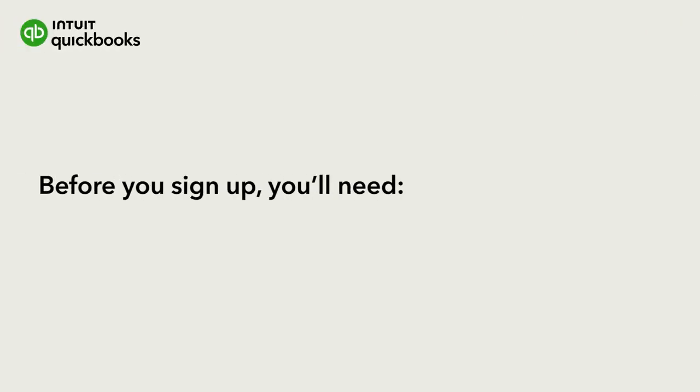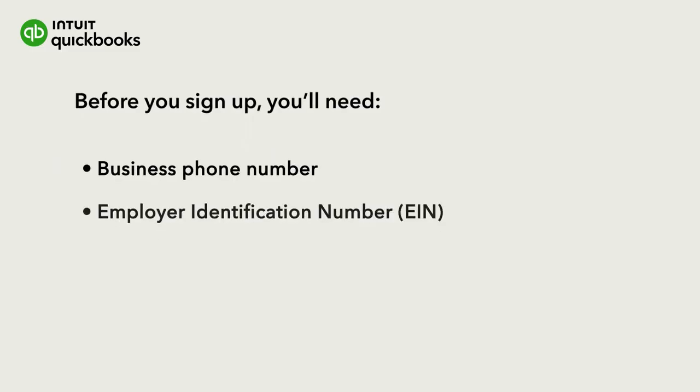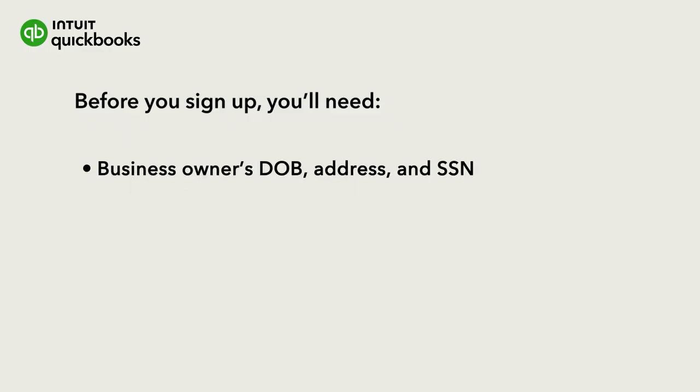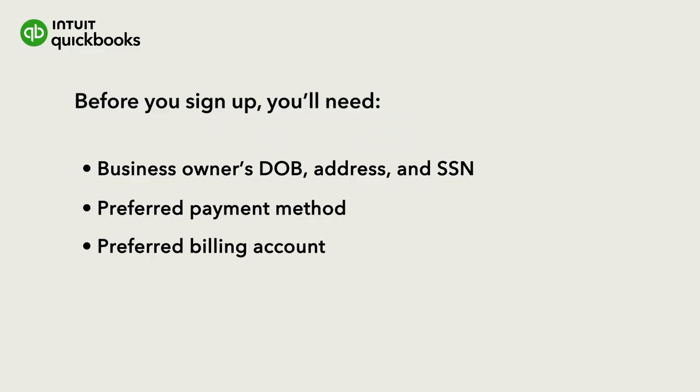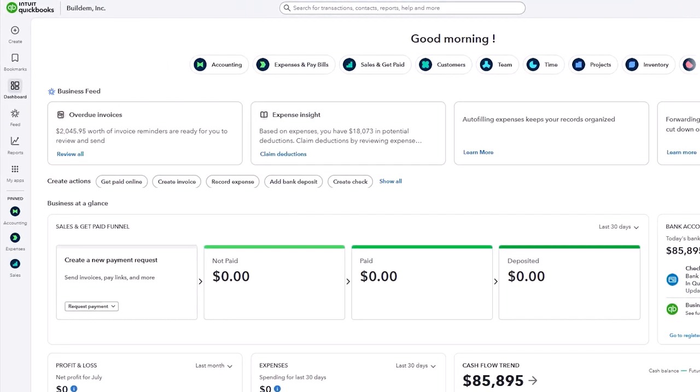Before you sign up for Bill Pay, you'll need a few key pieces of information: your business phone number, your employer identification number, or EIN, your business address, the business owner's date of birth, address, and social security number, your business's preferred payment method, and preferred billing account. Once you have that, you're ready to sign up for Bill Pay.